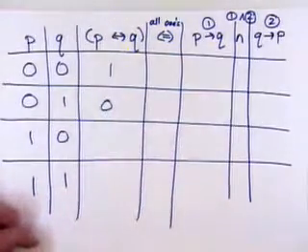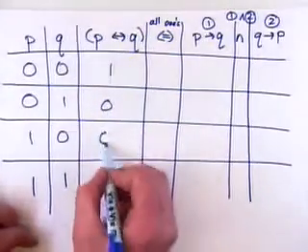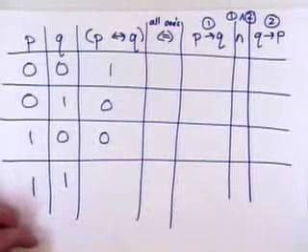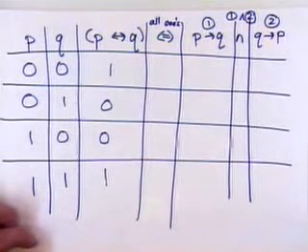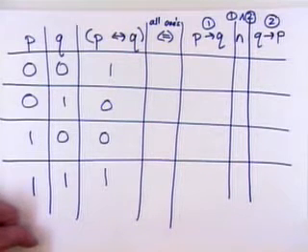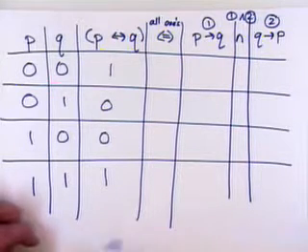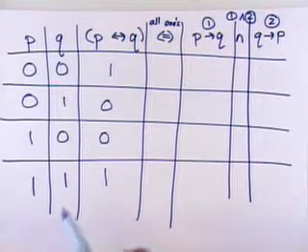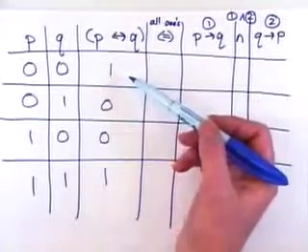P is equivalent to Q whenever P and Q have the same value. P and Q are both false in the first row, so this is going to be true. In the second row, they have opposite values, so it's false. In the third row, they have opposite values, so it's false. And in the last row, they have the same values, so it's true. And this is exactly the opposite of exclusive OR, because exclusive OR was 0, 1, 1, 0 down the column, and this is the opposite.